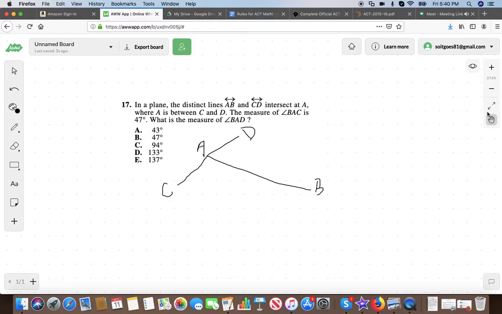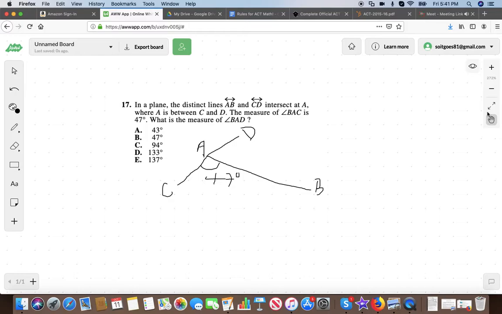And look, if you've done this, you've conceptualized it, you're so close to solving the problem. So close. It says BAC is 47 degrees, so let's label that 47 degrees. And that doesn't really look like 47 degrees, does it? That's fine. It's not a big deal here.